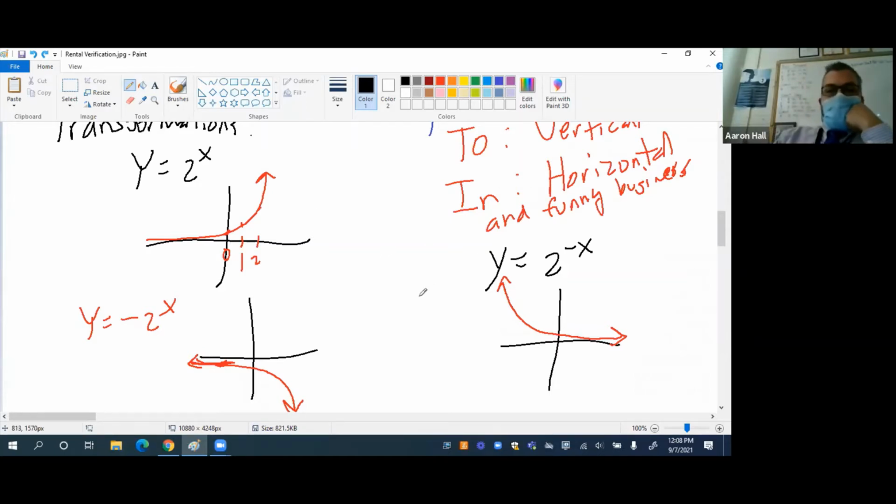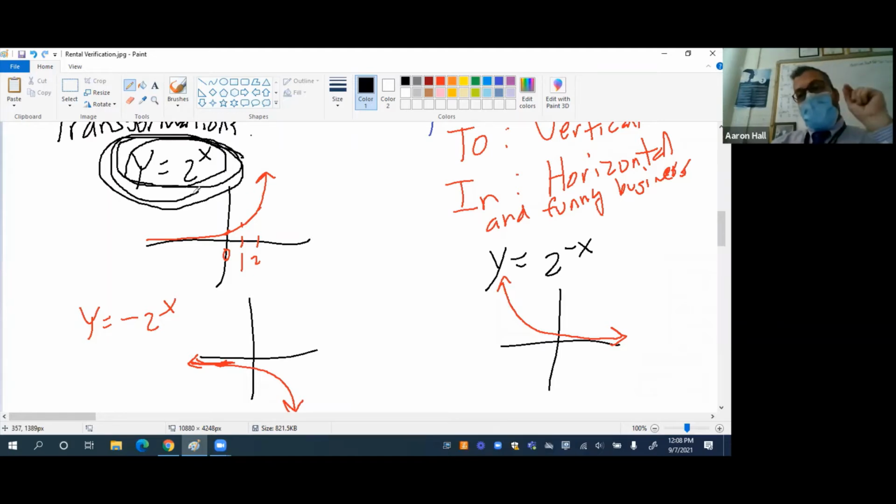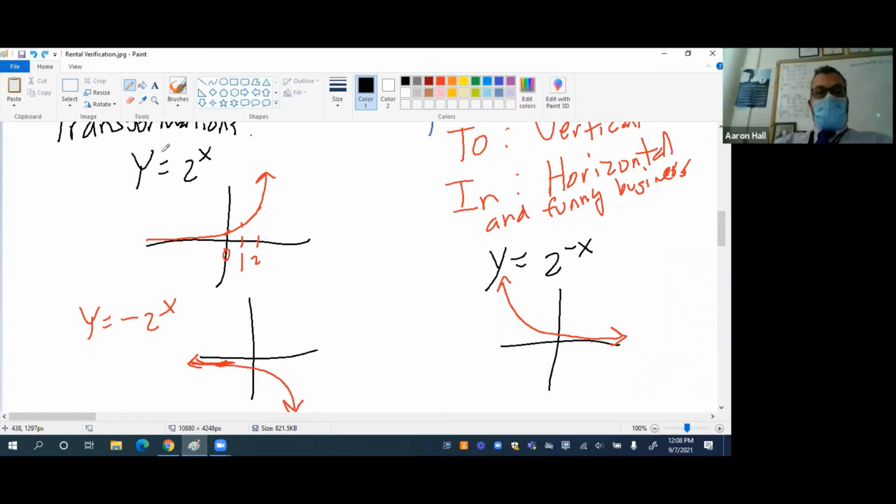Right, what if I wanted to shift it up or down? What would I do to this? This is my parent function, it's called a parent function because all of our transformations are derived from it. What if I want to shift it left or right?